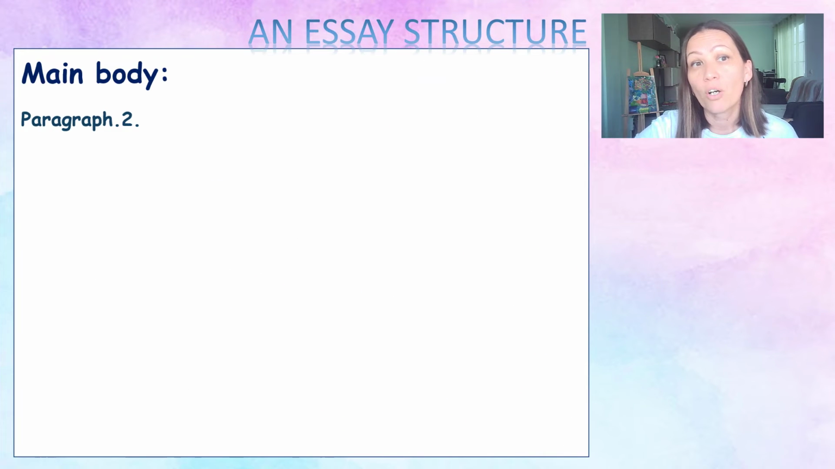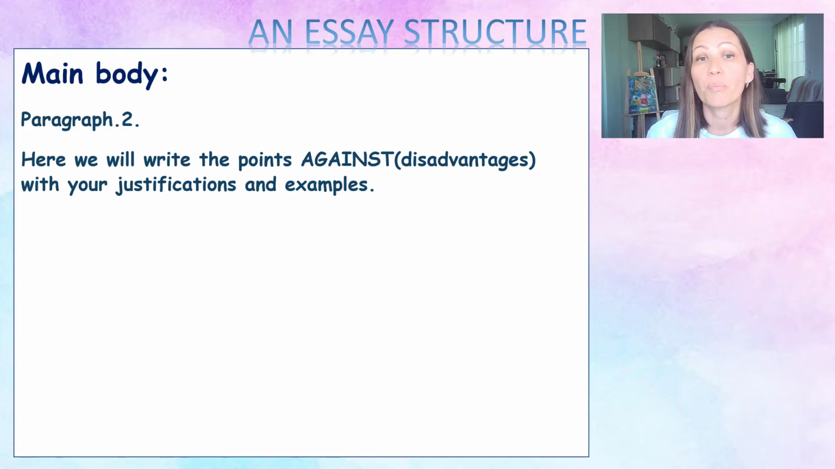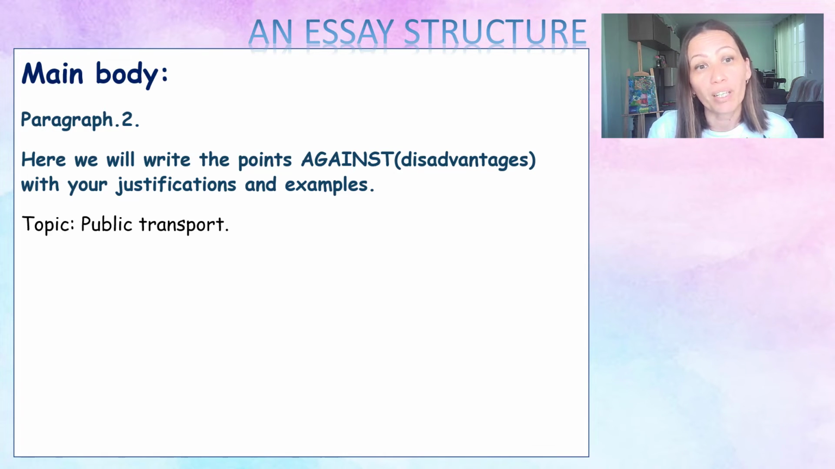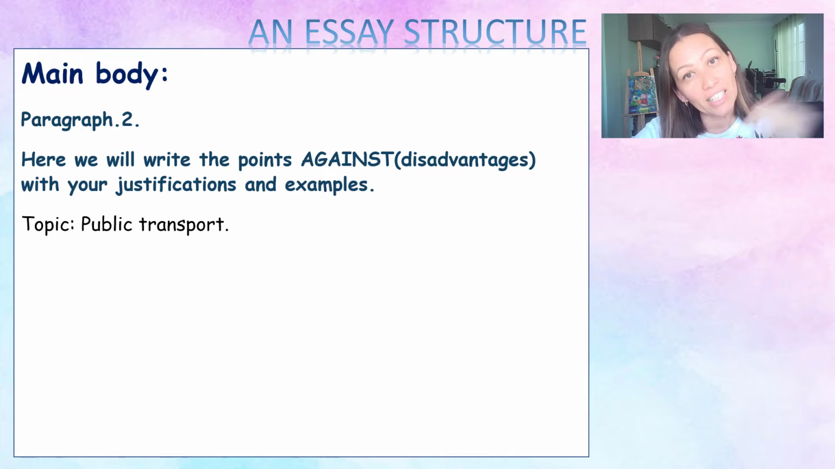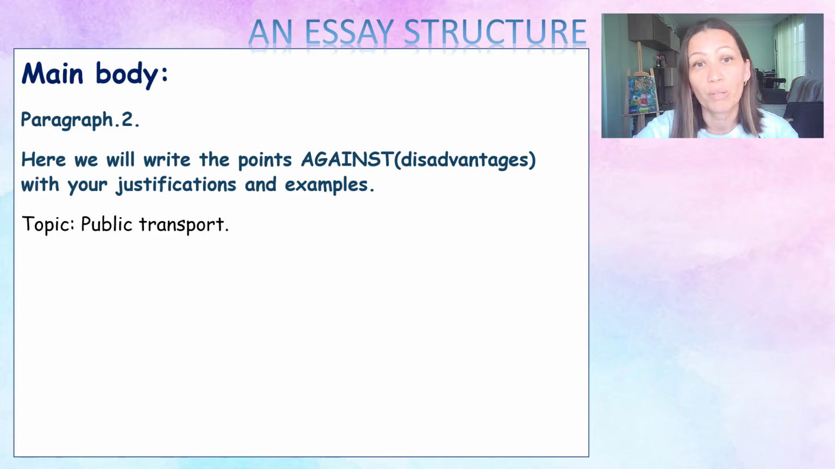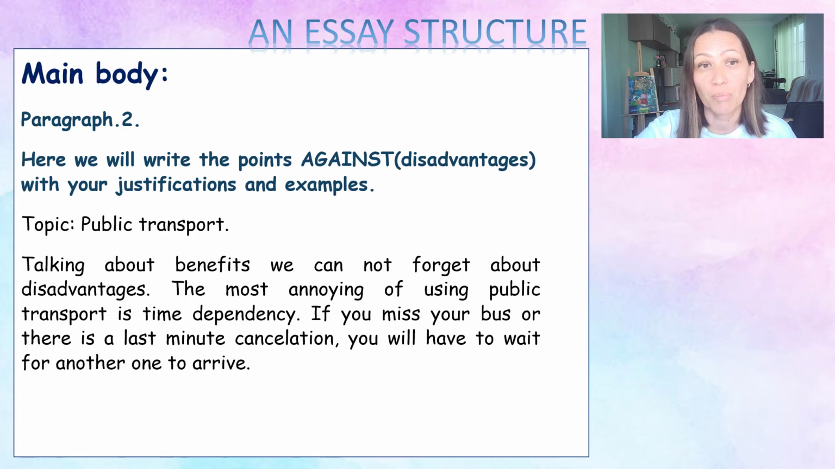The second part of the main body is where we write the points against, or disadvantages, with our justifications and examples. For example, if we are given a topic of public transport, in the first paragraph we're going to write about the advantages of using public transport, and in the second paragraph of the main body, we're going to talk about the disadvantages of the usage of public transport.